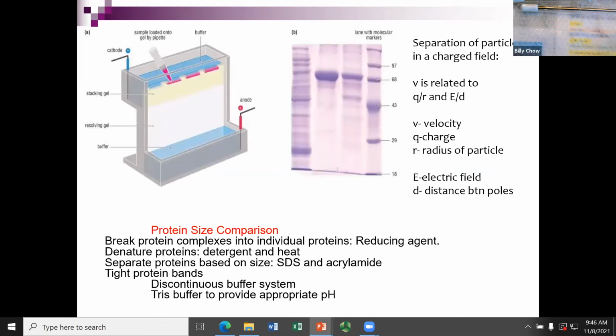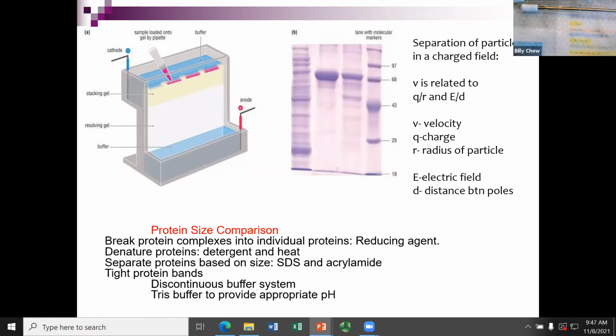Okay, so this is a typical setup for the SDS-PAGE. So you have an upper reservoir and a lower reservoir here. And this is where you have the polyacrylamide gel set in between two plates, forming a gel slab. And then, as you can see here, you have the wells, which you form using combs when you set up the gels.